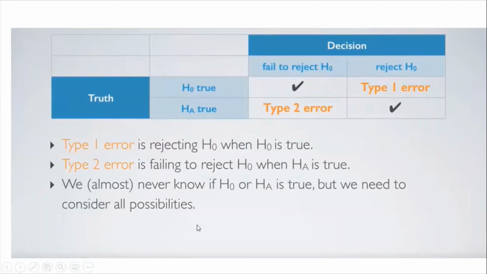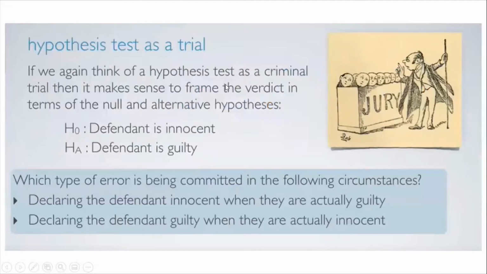But we will consider this possibility, which is also quite similar to the jury system in criminal court. Say there is a crime, and we have a defendant, but no one knows if the defendant really did commit the crime or not. So our null hypothesis is the defendant is innocent, he didn't do it. The alternative hypothesis is that the defendant is guilty.